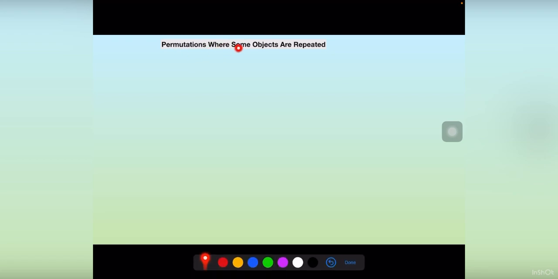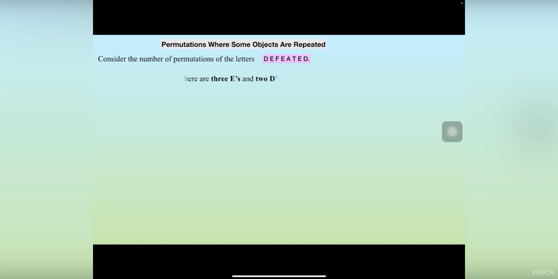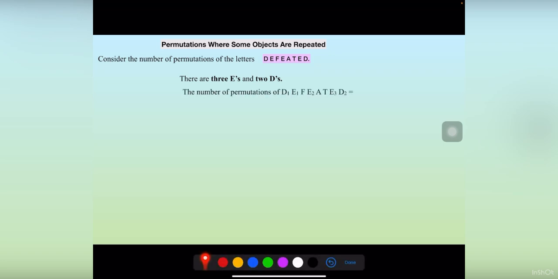Permutation where some objects are repeated. Consider the number of permutations of the letters G, E, F, E, A, T, E, D. There are 3 E's and 2 D's: 1, 2, 3 E's and 1, 2 D's. The number of permutations of D1, E1, F, E2, A, T, E3, D2 is 8 factorial.